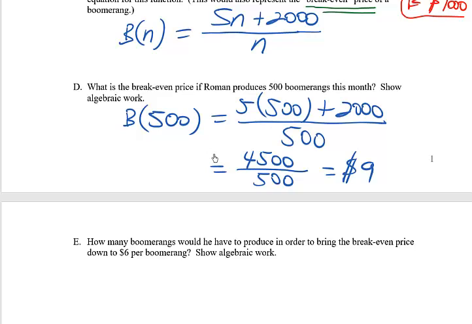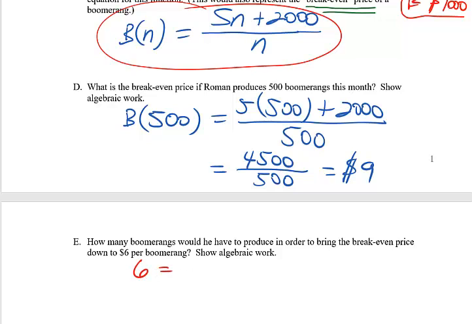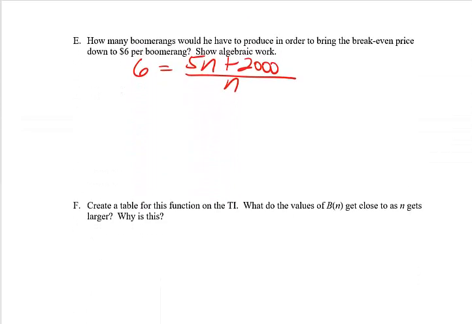Remember, I have a formula for the break-even price, otherwise known as the average cost. I want that break-even price to be $6, so I just have to go to that formula, replace the output, the B of n, with 6, and then solve that resulting equation for n. And this is the first time in this problem where we are being asked to solve a rational equation. This is the connection to Chapter 8. Let's go ahead and use our skills in order to solve this equation.